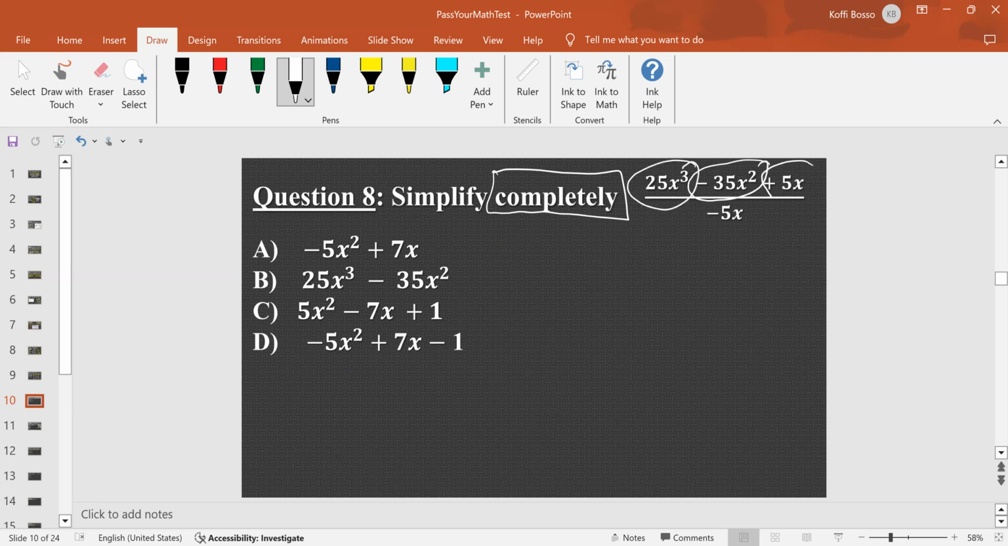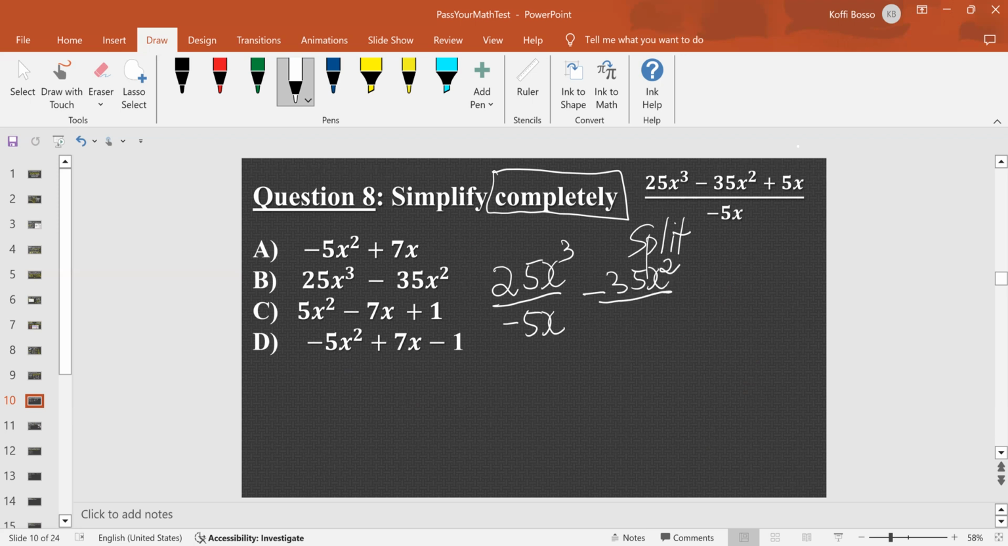It's also for 5x. Therefore, what I will do here is split the fraction. Split the fraction here means that I will take 25x to the third power and divide it by negative 5x, minus 35x to the second power divided by negative 5x, plus 5x divided by negative 5x. So I split the fraction into 3 different fractions.